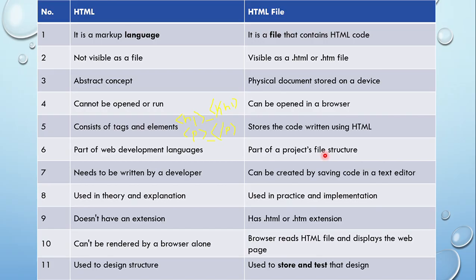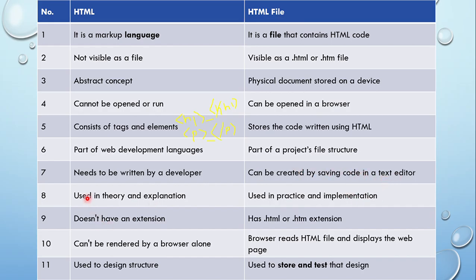Next is HTML needs to be written by a developer, right? HTML must be written by someone. You or a developer writes this HTML code. But an HTML file can be created by saving the code in a text editor. Just use Notepad or any editor and save with .html. You can use an editor like VS Code or Notepad, and save that file in the text editor.